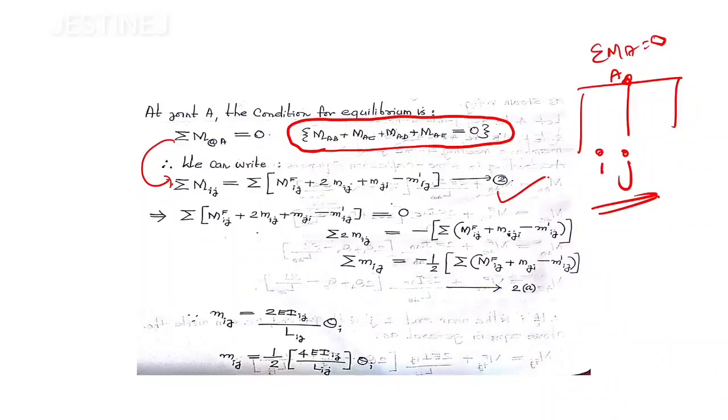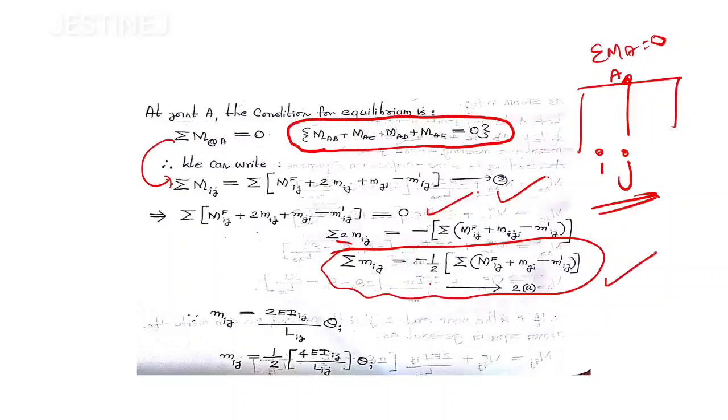So if we equate this value to 0, for the derivation we will write this equation in this format, taking the 2 to the right side, that is minus 1 by 2 multiplied by sigma of MFij plus Mji minus M dash ij. So this is your next equation. Also note down that we already determined, in the previous slide, Mij equal to 2EI by Lij multiplied by theta i.